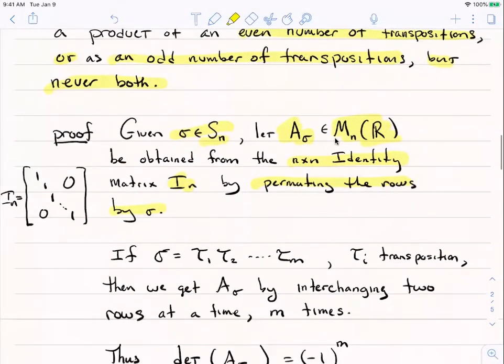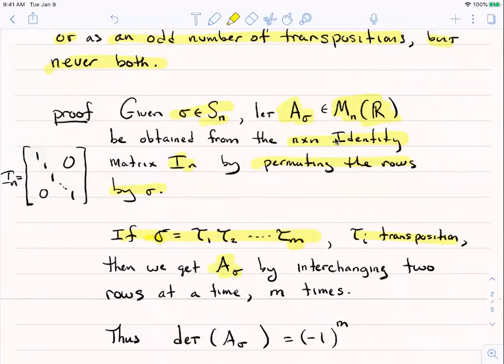If sigma is a product of transpositions, and I'll use the Greek letter tau for transpositions, say I've got m of them, so each one of those taus is a transposition. Then I can get this matrix A sub sigma by swapping 2 rows at a time, m times. Tau m tells me which 2 rows to swap, then I swap those, then I swap those. Every one of these is a transposition, just interchanging 2 rows at a time. When I do all of those transpositions, I will have achieved the permutation sigma.